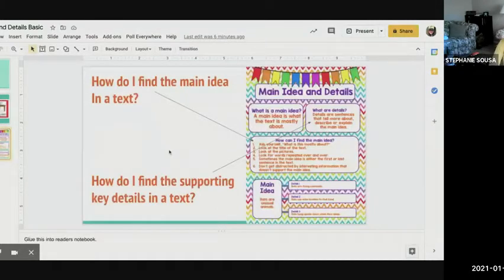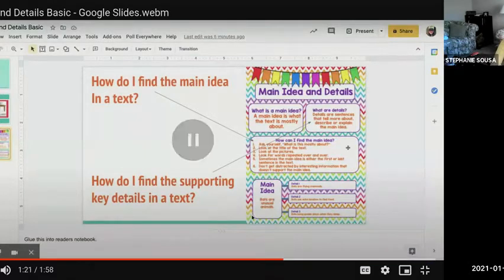How do I find the main idea of a text? There are several different ways. You can ask yourself, what is this mostly about? Look at the title of the text. Look at the pictures. Look for words repeated over and over. Sometimes the main idea is either the first or last sentence in the text. And don't get distracted by interesting information that doesn't support the main idea. How do I find the supporting key details in a text? Remember, those are those sentences that tell more about, describe, or explain the main idea. If they have nothing to do with the main idea, they're not supporting key details.